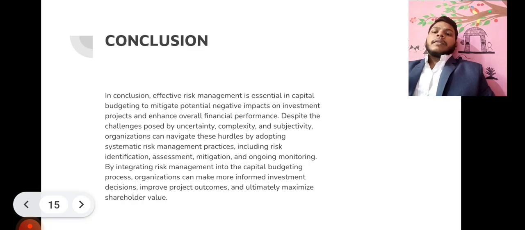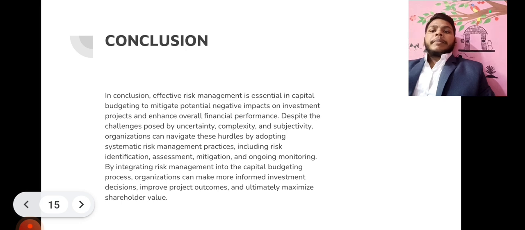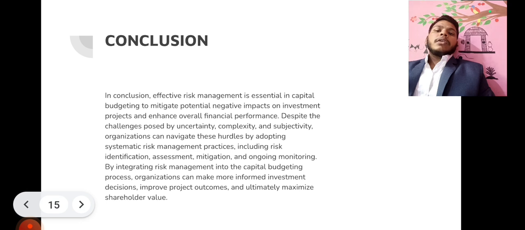Lastly, I'd like to conclude that effective risk management is essential in capital budgeting to mitigate the potential negative impact on an investment project and enhance overall financial performance. Despite the challenges posed by uncertainty, complexity, and subjectivity, organizations can navigate these hurdles by adopting systematic risk management practices including risk identification, assessment, mitigation, and ongoing monitoring. By integrating risk management into the capital budgeting process, organizations can make more informed investment decisions, improve project outcomes, and ultimately maximize the shareholders' value.